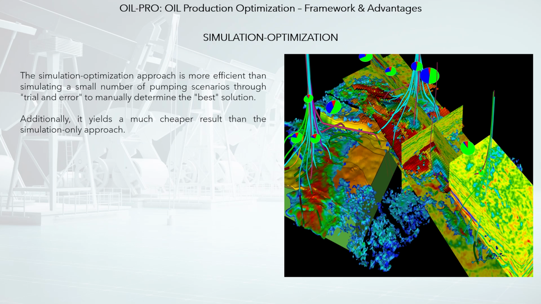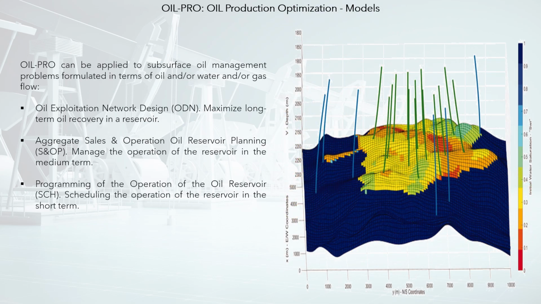Additionally, it yields a much cheaper result than the simulation-only approach. This type of model may be applied to subsurface oil management problems, formulated in terms of oil, water, and gas flow. Oil exploitation network design, equivalent to a supply chain design problem, in which the objective is to maximize the long-term oil recovery in the reservoir. Planning of sales and aggregate operations of oil fields, S&OP, oriented to manage the operation of the reservoir in the medium term. Programming of the operation of the oil reservoir: scheduling operations in the short term.